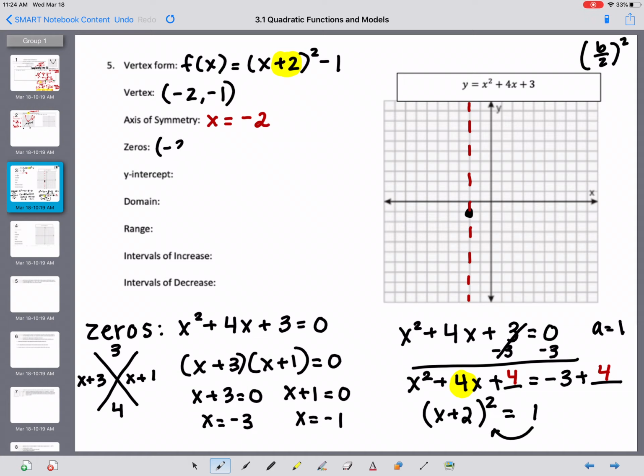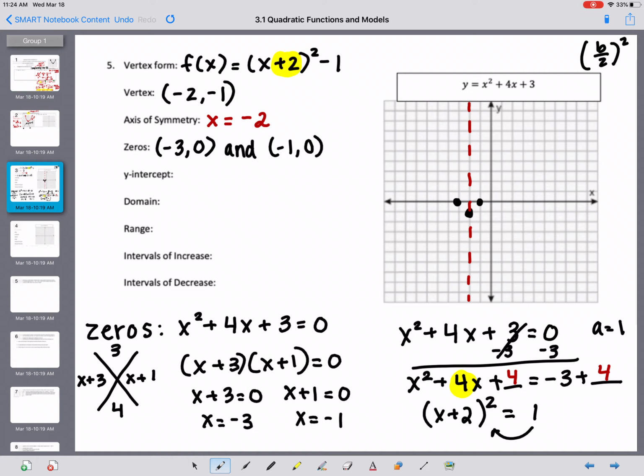So what that means in terms of my zeros, if I want points, this will have a zero of -3, 0. So I'm going to go ahead and plot that, which is right here. And -1, 0. Because I'm looking at where these are crossing the x-axis, my y-coordinate should always be 0.